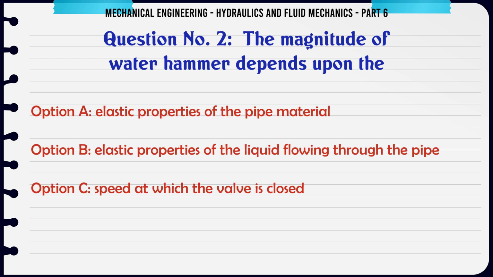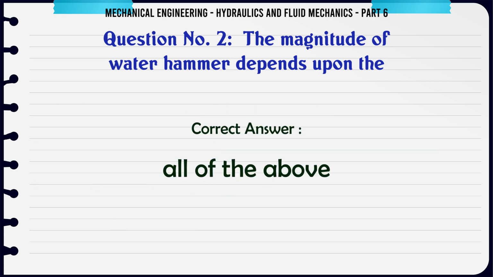A. Elastic properties of the pipe material. B. Elastic properties of the liquid flowing through the pipe. C. Speed at which the valve is closed. D. All of the above. The correct answer is all of the above.